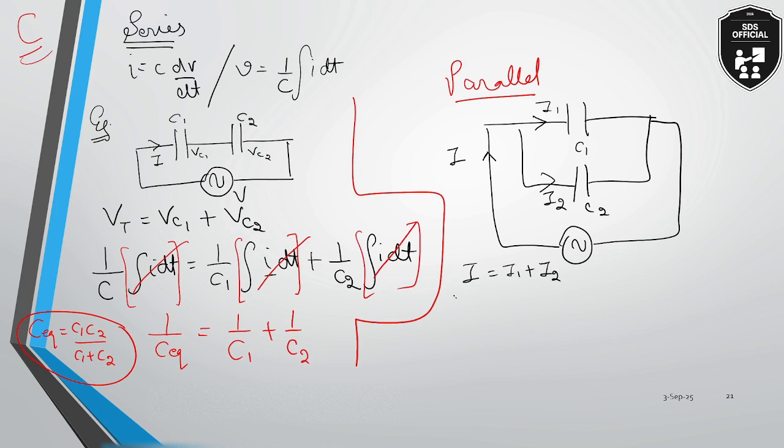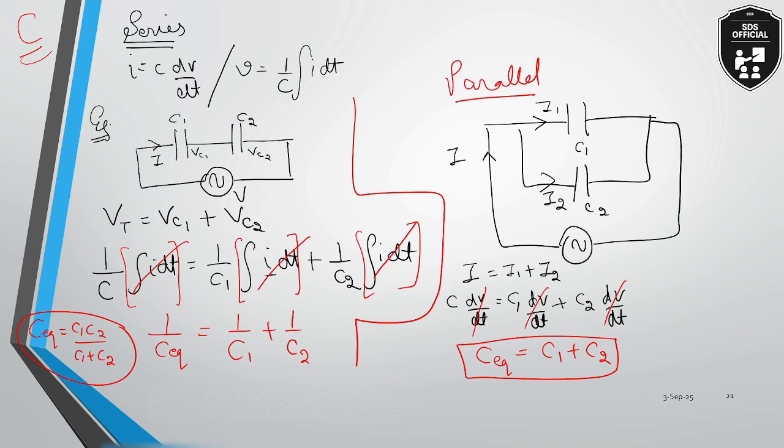So what is I? The expression for I is C dV by dt. So the current I1 is associated with the capacitor C1, so it will be C1 dV by dt. Why is V same? Because in parallel combination voltage remains same. Similarly, this is the expression for current I2. Now what is common? dV by dt is common and can be cancelled. Now C equivalent is equal to C1 plus C2. This is the expression for parallel combination of capacitors.